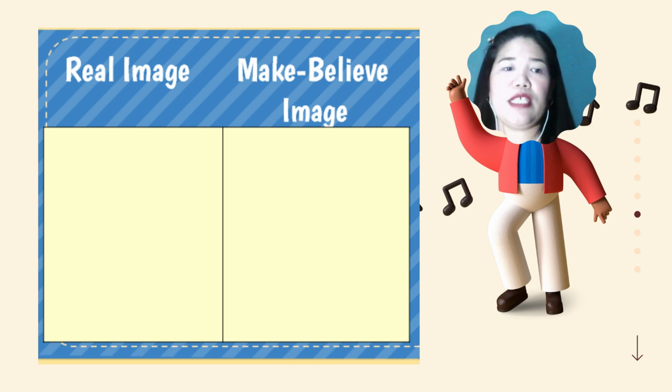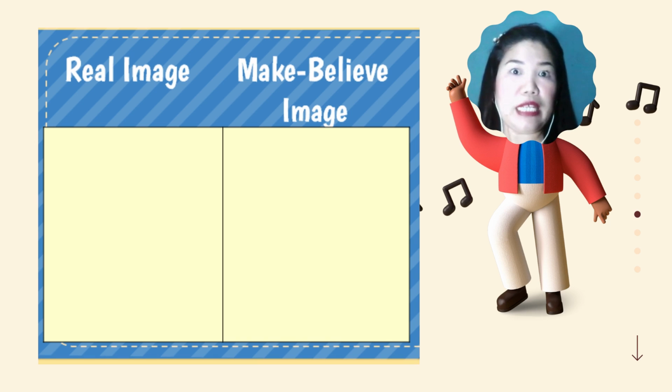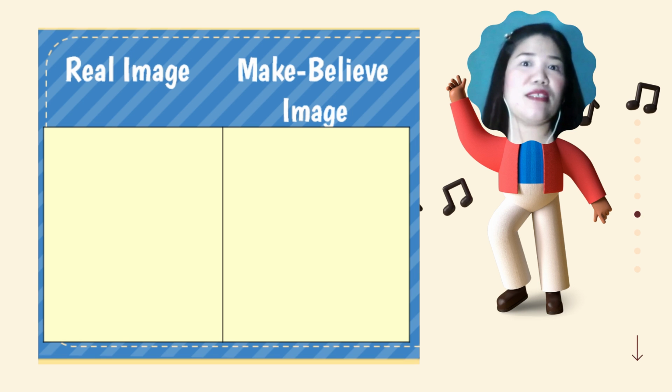You will notice the first part of the chart is the real image. So you will draw a real image, and the next part of the chart is the make-believe image. You may want to draw something that cannot happen in real life. Good luck in making the drawing. Make it good and colorful and have fun.